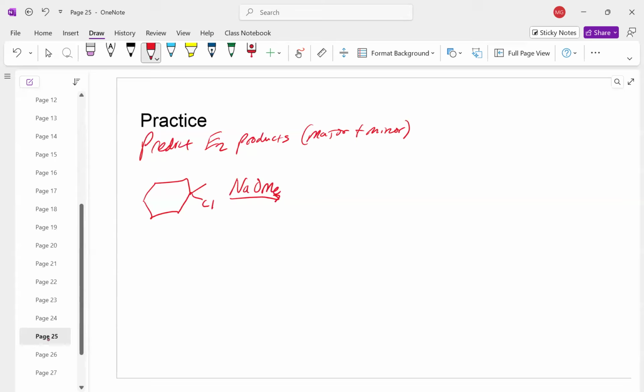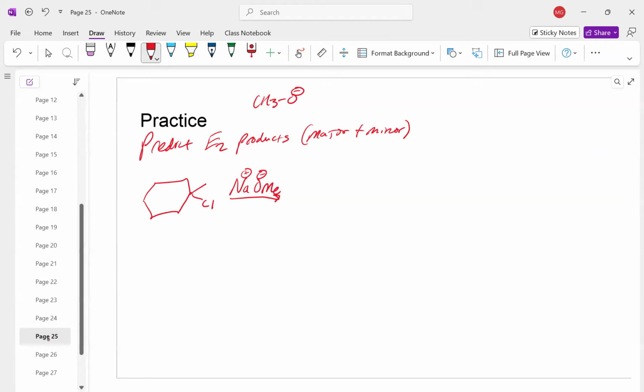Okay, so the first thing, we're going to assume this is E2. But if we take a look here, we have the methoxide ion. That's an O methyl group, so CH3O minus. Very small base, and it's also very strong. But again, let's assume this is going to undergo an E2 reaction.